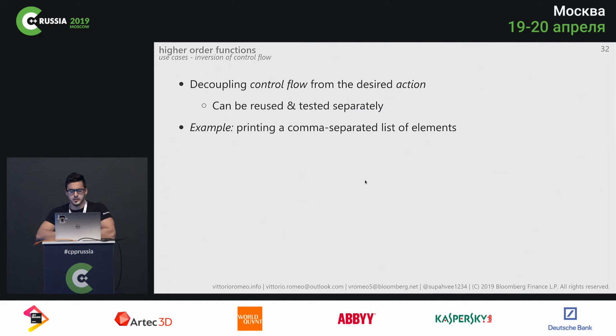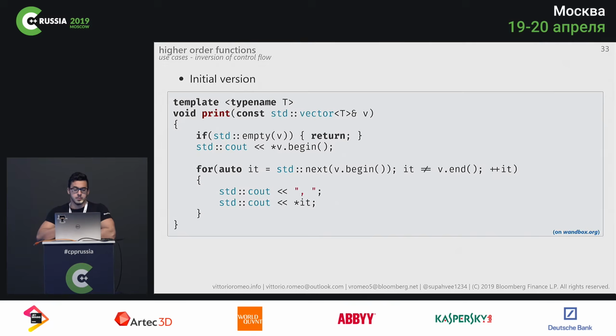Another example of this is printing a comma-separated list of elements. This comes up quite often. And the first solution I had for this is I assumed I have a vector of T elements that can be printed out. And I want to print out to std::cout all the elements with a comma and a space after the comma without having any trailing comma or anything like that.